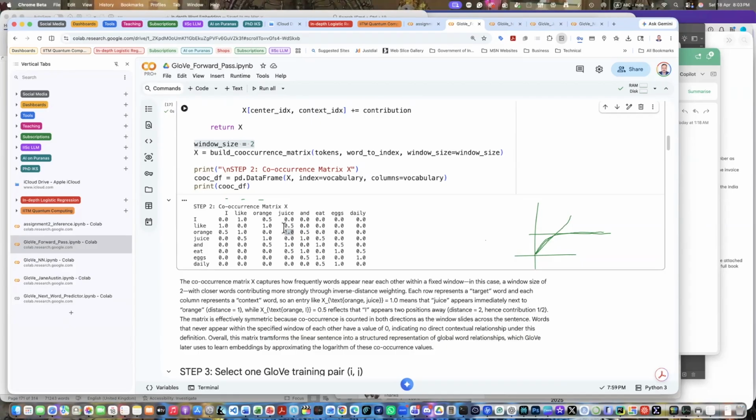If the logarithm is 0, then it is close, right? Because log of 1 is 0. Then it is absolutely next to each other.